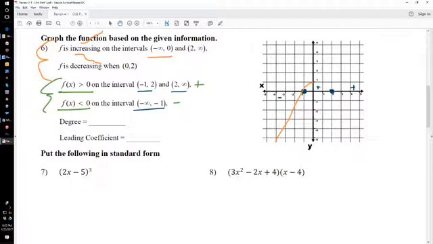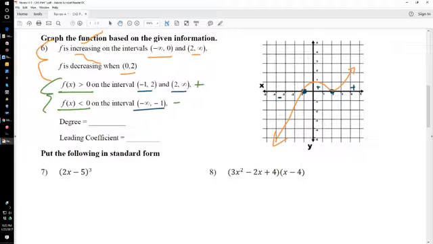From 0 to 2, it goes down. So 0 to 2 goes down. And right at 2, remember, it's on that axis. So we have to stop at that point. And then from 2 to infinity, it's increasing again. So from 2, we'll pick it up right there, 2 to infinity, it's headed back up. All right? So that's what your graph's going to look like.